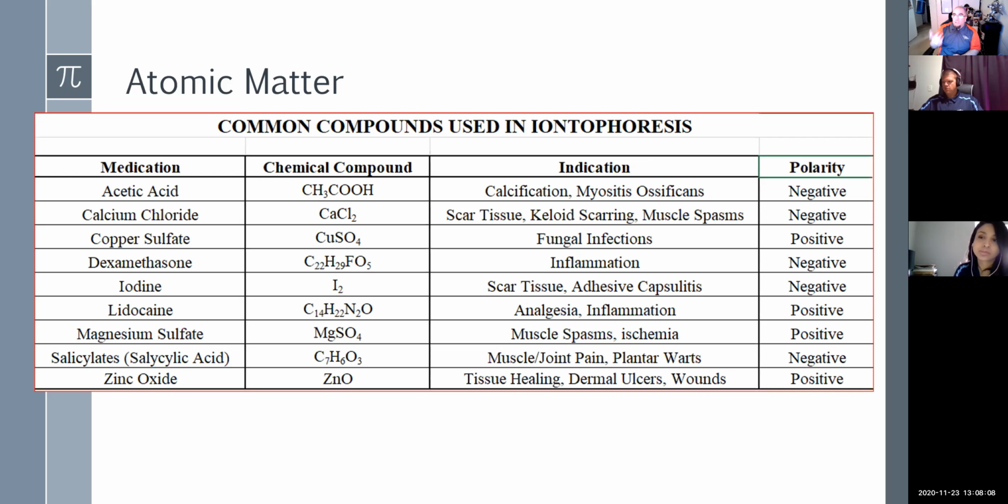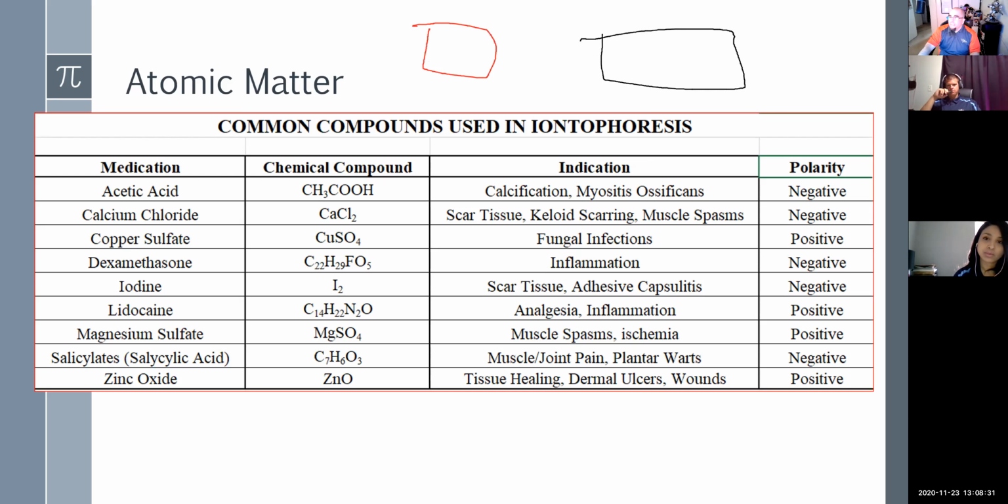This is pretty much all of what you're going to encounter in iontophoresis. Even phonophoresis, we use a lot of these. But the reason you need to know these is if you are doing iontophoresis with a patient, you have to know their charge, because when you get the little iontophoresis kit, there's going to be a red pad and there's going to be a black pad.